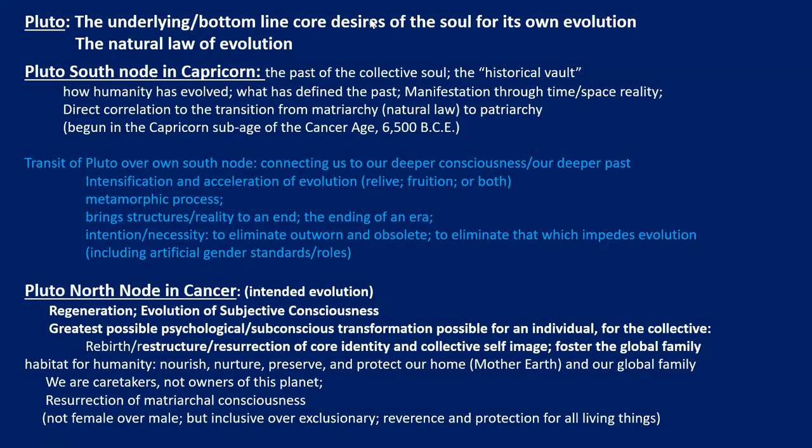And as I said, not female over male, but inclusive over exclusionary. Reverence and protection for all living things. These are the positive attributes of that North Node in Cancer, the intended evolutionary forward. And everything that I have on the screens that are following are the best versions of the North Nodes. But we have the positive, and then we have the distorted versions of that.